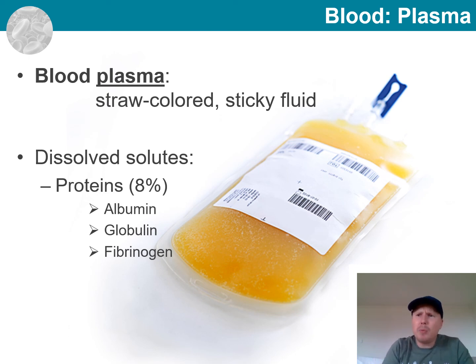A couple of important ones that I wanted to mention are albumin, which represents about 60% of all plasma proteins. These are carriers, buffers, and play a role in the regulation of osmotic pressure. Another one that I want to mention is globulin. This plays an important role in transportation and immunity. And then we have proteins that play a role in blood clotting.